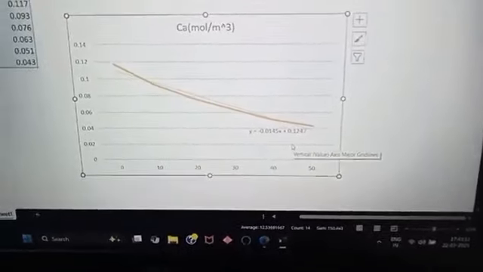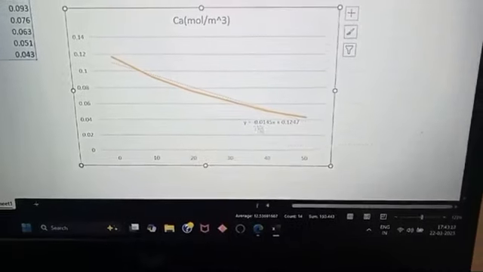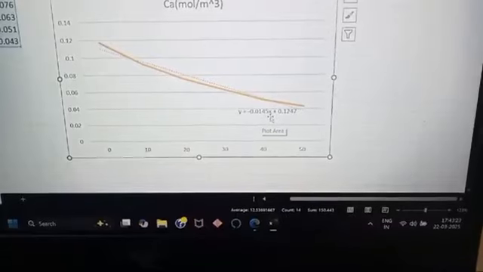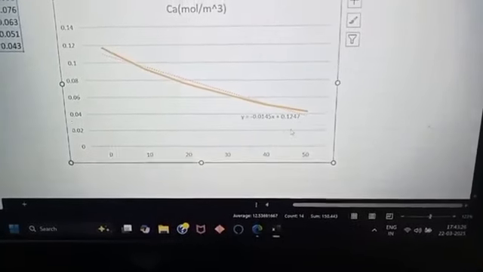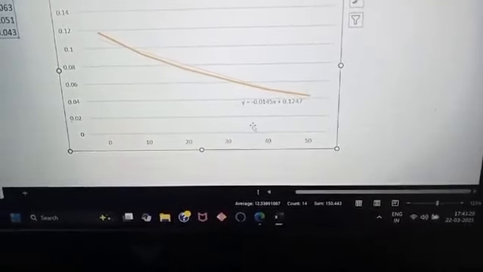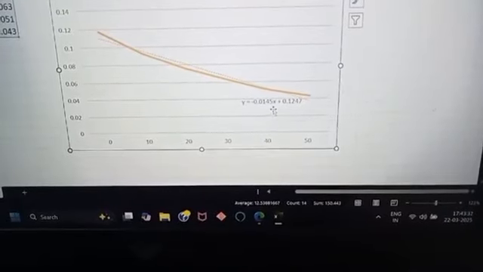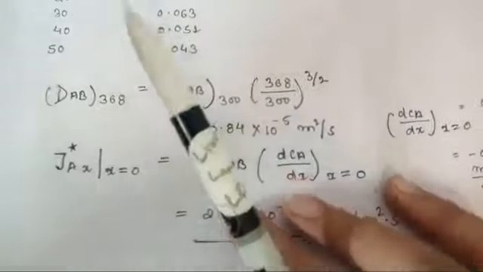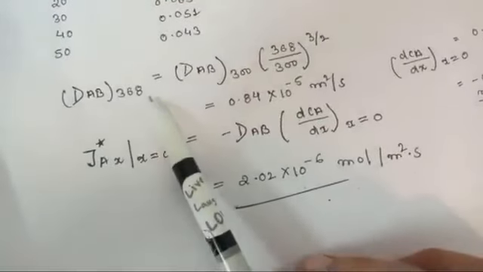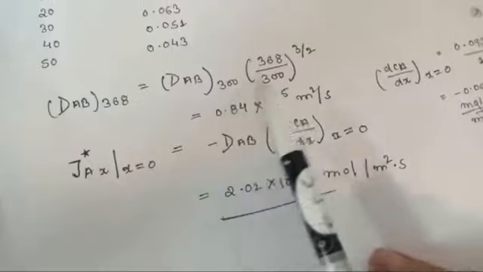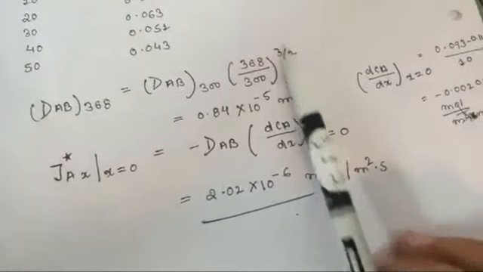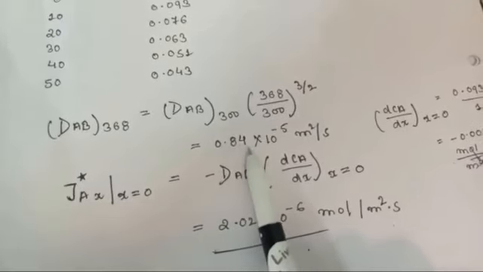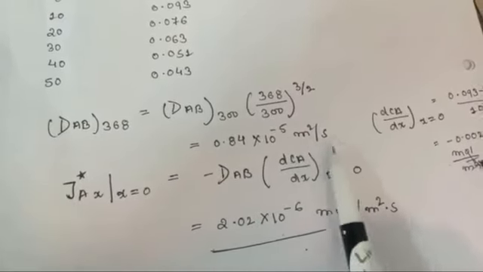So we have got the equation of the line, which is y equals minus 0.0145x plus 0.1247. So the slope of the line is minus 0.0145. But here the equation is D_AB equals D_AB at 300 into temperature ratio to the power 3 by 2, which gives 0.84 into 10 to the power minus 5 meter square per second.